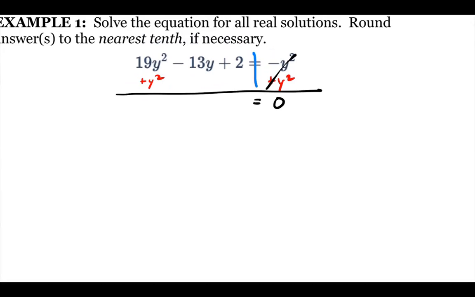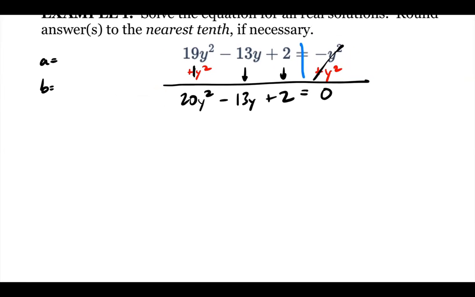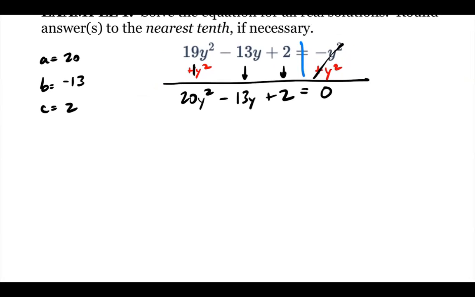Okay, so when I add it over here, I get 19y squared and I have 1y squared. That makes 20y squared. Okay, bring everything else down. Standard form. A, B, C: 20, negative 13, positive 2.